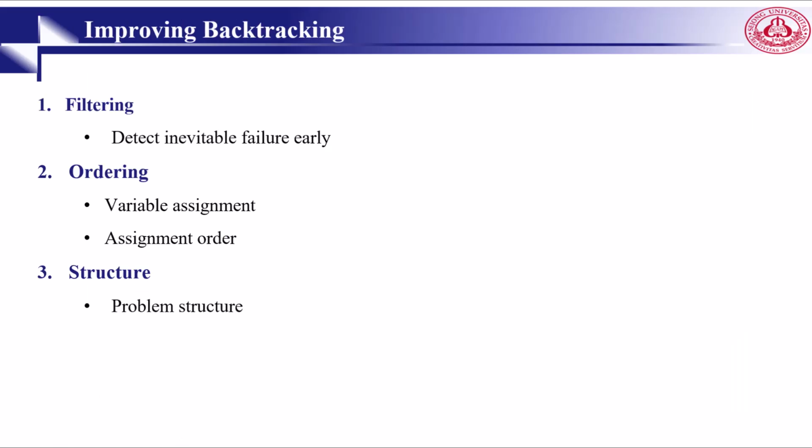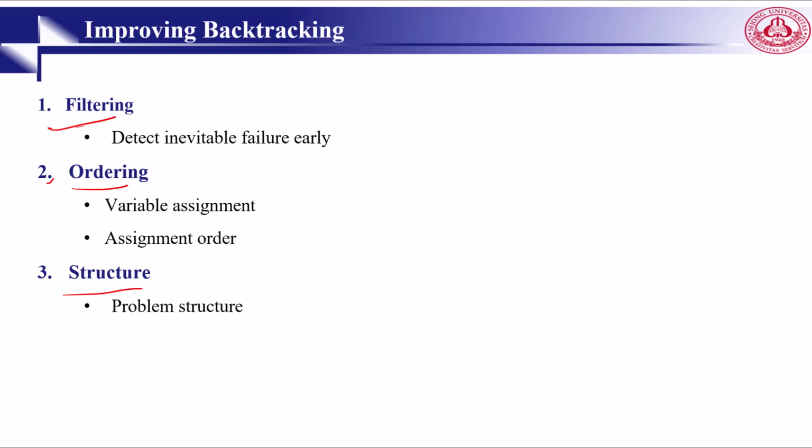We learned that if any constraint is violated, we need to go back and change our assignment. Let's see how we can improve the backtracking algorithm. There are several ways, including filtering, ordering, and structure. Structure means how we can utilize the structure of constraints to find the solution easily. In ordering, which variable needs to be selected is important. And also the order in which we should pick the values and assign them to the variable is important.